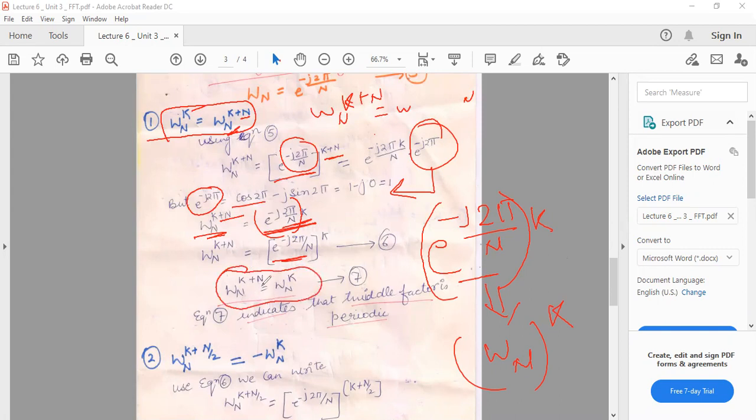So what it shows is that after computing N points, the Twiddle factor repeats itself. So this shows its periodic nature.